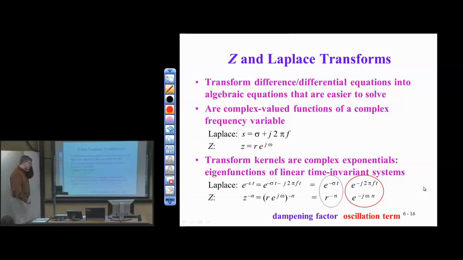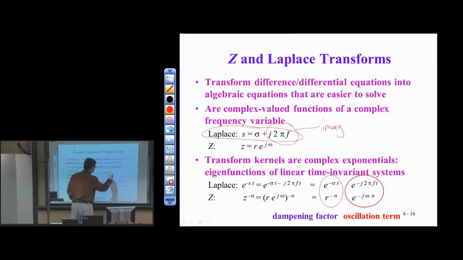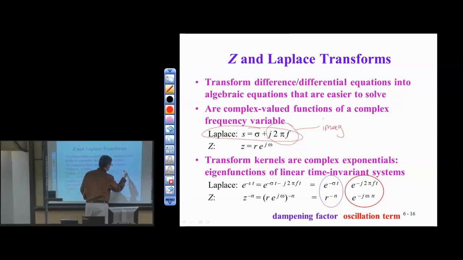Now, it turns out they have a very similar effect on the signal that we're transforming. So first, they're both complex valued functions of a complex frequency variable. So in the Laplace domain and in the Z domain, a slice through that domain reveals frequency content. So in the Laplace case, the frequency content is on the imaginary axis.